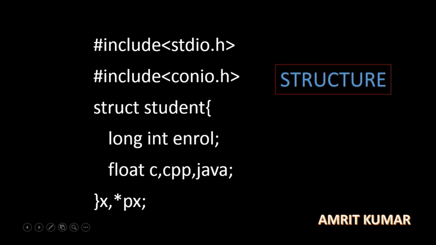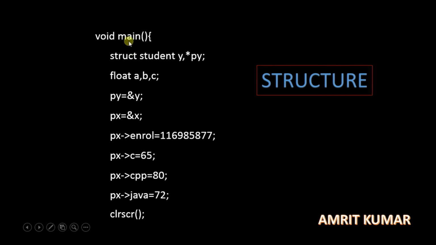After that I am using the main function here. You can see this is a main function and it is returning a void, meaning empty. Then I am opening this main function, and you can see here is another way of declaring a variable of struct type.